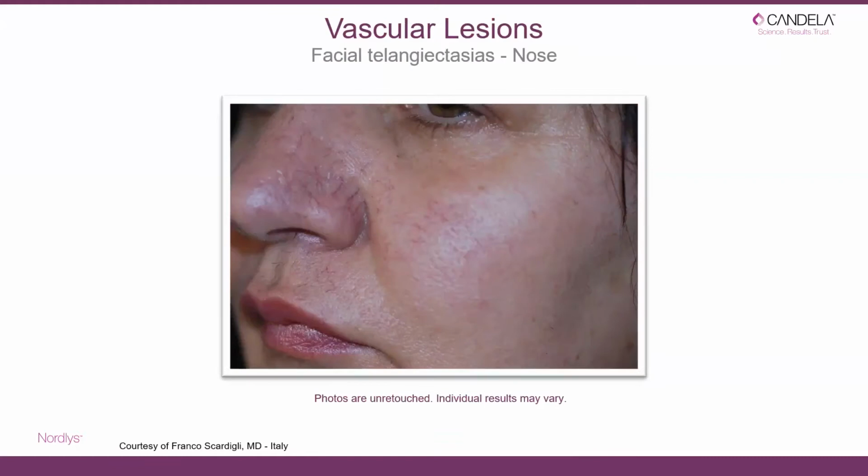Here we have telangiectasia on the nose. These vessels can again vary greatly in size. Very often you will have a mixture of very small vessels around the nostrils, but on the bridge of the nose, very often you will see much larger vessels.